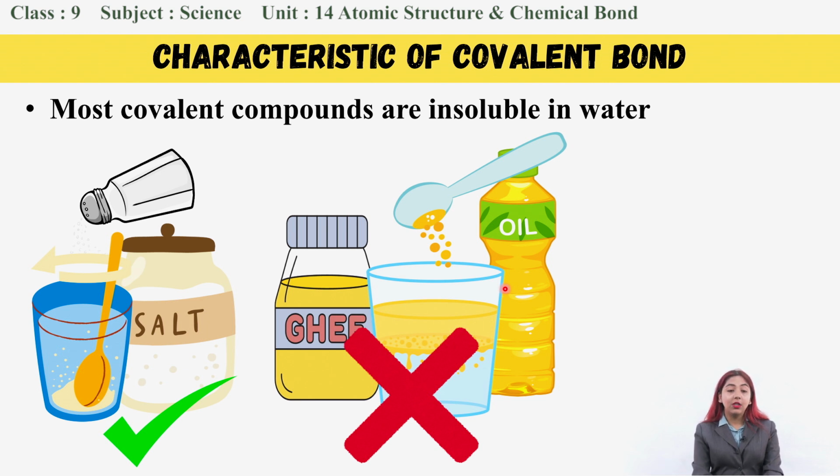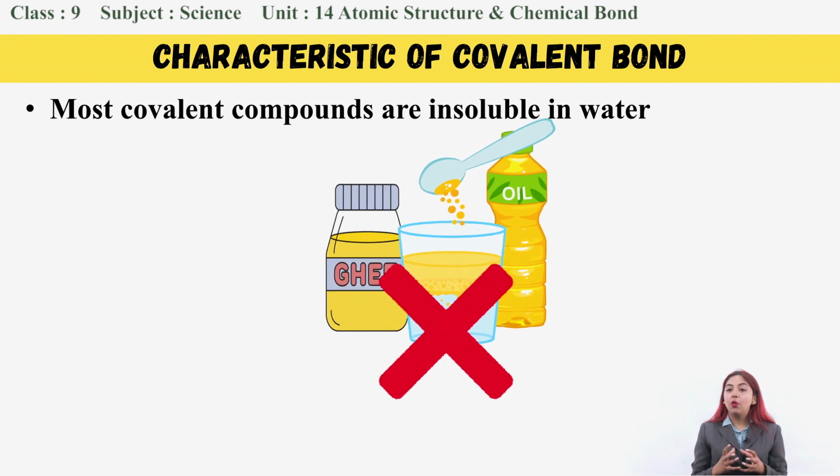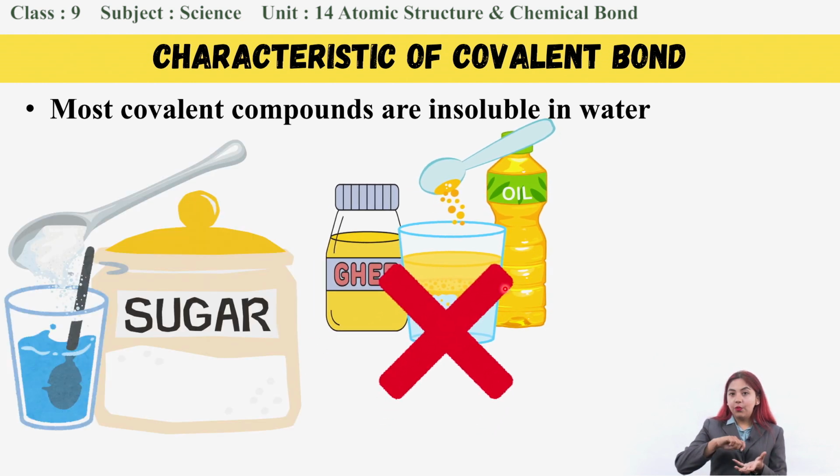But here we have written most of the covalent compounds, not all of the covalent compounds, because there are a few exceptions of covalent compounds that are soluble in water, like sugar. Sugar is a covalent compound, and when we pour some sugar and try to stir it, it easily gets dissolved in water. So we cannot say that all the covalent compounds are insoluble in water. We have to say that most of the covalent compounds are insoluble in water.